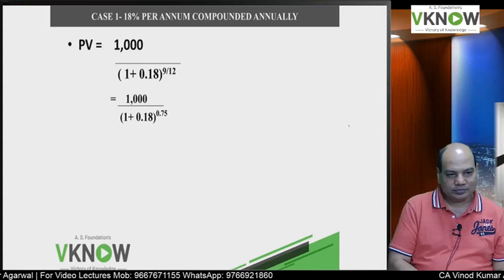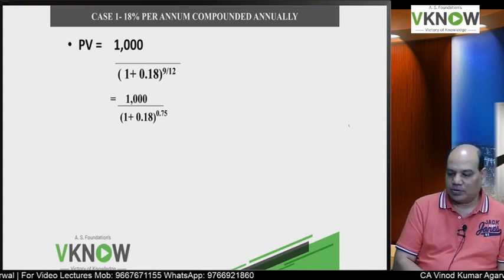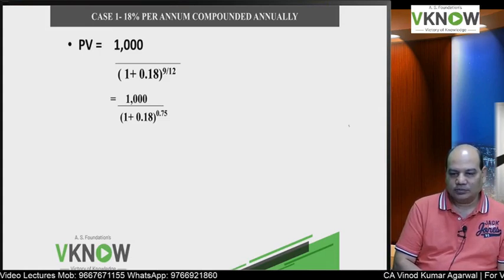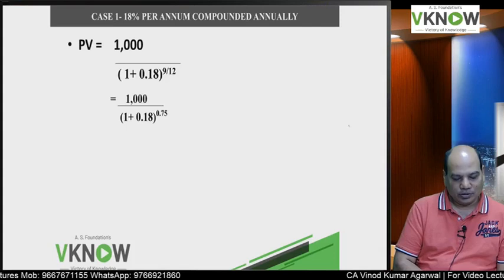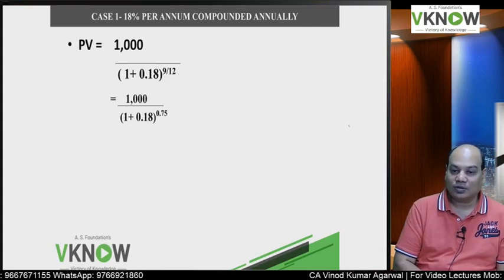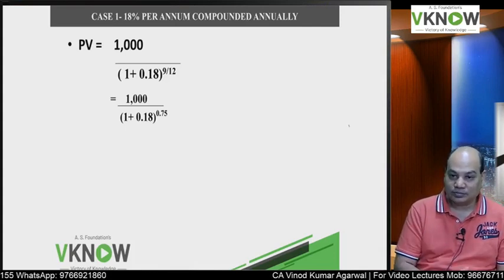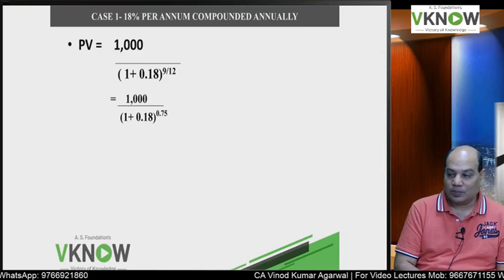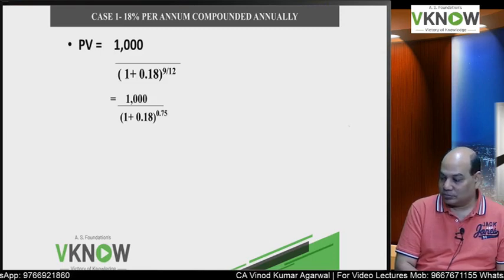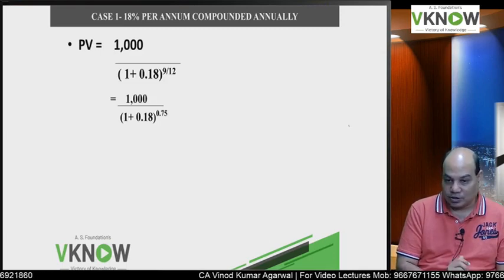Case 1, 18% per annum, compounded annually. Present value is equal to... this is not in the ICI module, this is extra from other reference books. They can ask you anything. This is a professional exam. So you have to be ready with something different. This is a different question because it is in months.